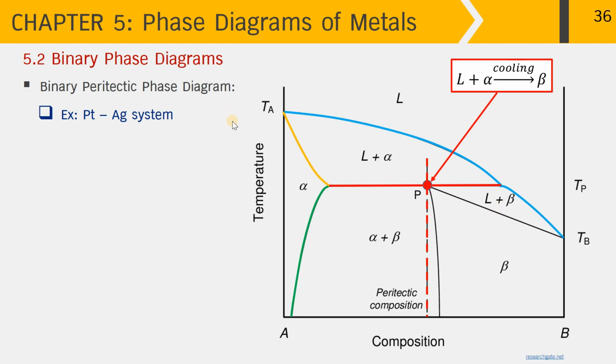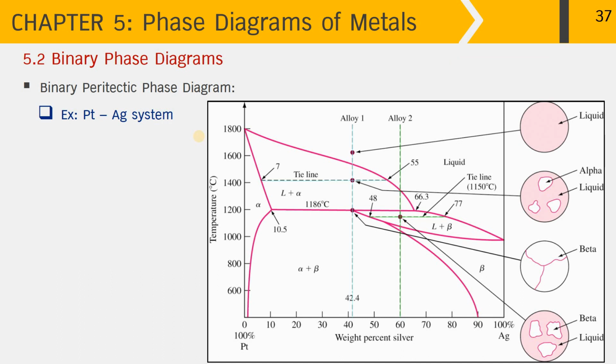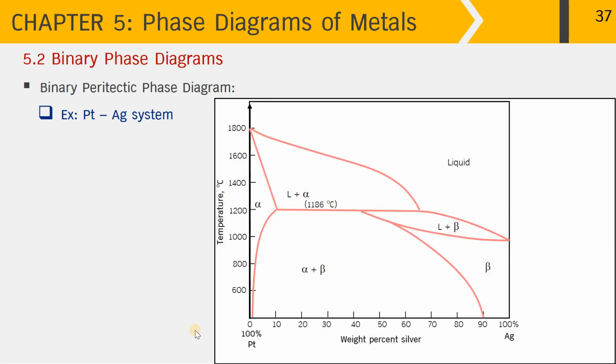This type of peritectic phase diagram is typical for the system of platinum and silver, and you can see it in more detail over here. This type of peritectic phase diagram might look quite complicated, but let's look at the phases and compositions at alloy 1 and alloy 2.